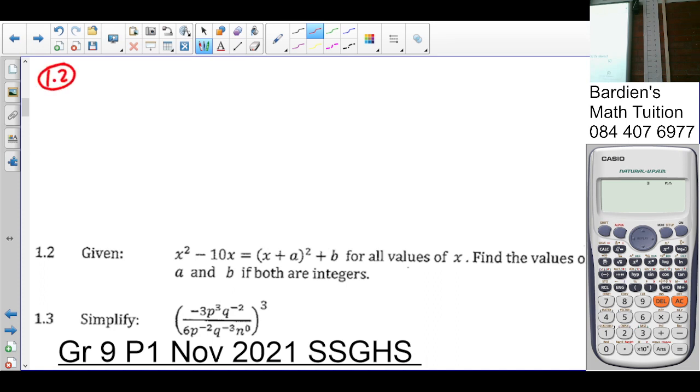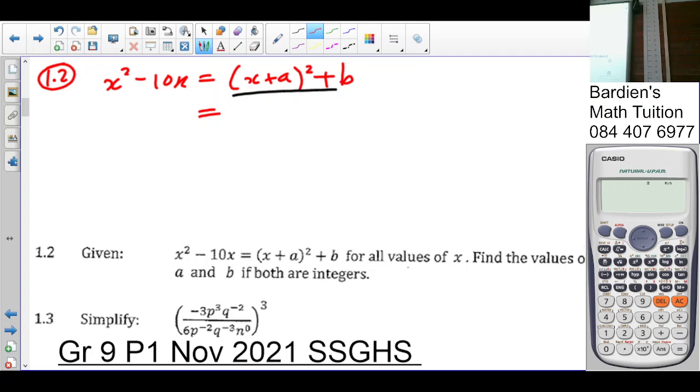1.2. We are given x squared minus 10x is equal to x plus a, squared, plus b. For all values of x, find the value of a and b if both are integers. What are integers? Positive and negative whole numbers. So this is what we call an identity. I'm going to keep the left hand side as it is and multiply out the right hand side.